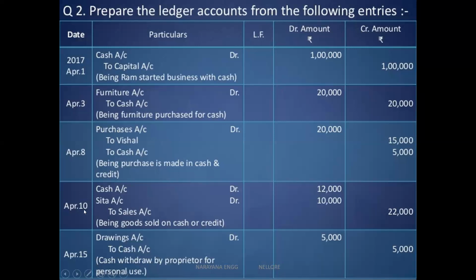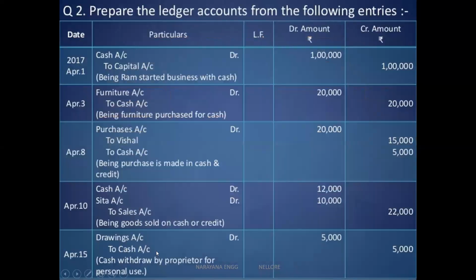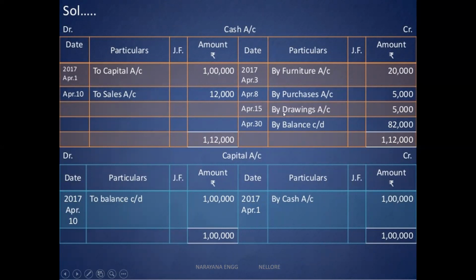And the next, the fourth one, is the April 10 transaction. Cash account is on the debit side. You write on the debit side the opposite account, Sita account. So you will mention all the dates: here you mention April 10, here the date April 3rd, April 8th, like this. "To sales account, 12,000 rupees". And the last one is drawing account debit to cash account, April 15. So cash is on the credit side. So you write on the credit side the opposite account, drawing account. So April 15, "By drawing account, 5,000 rupees".